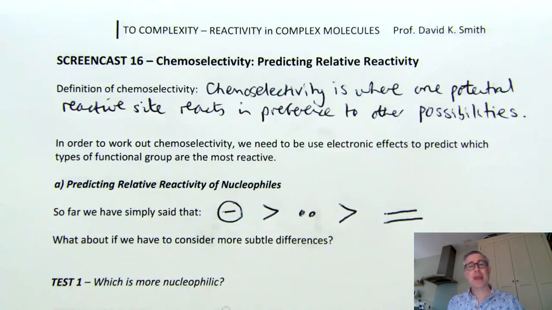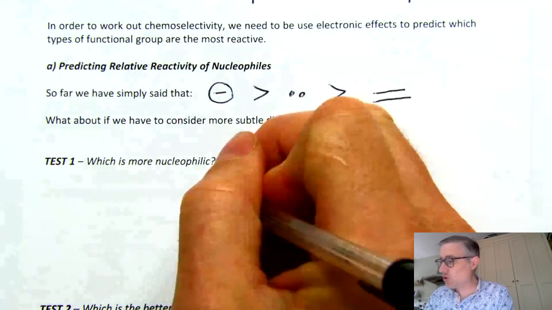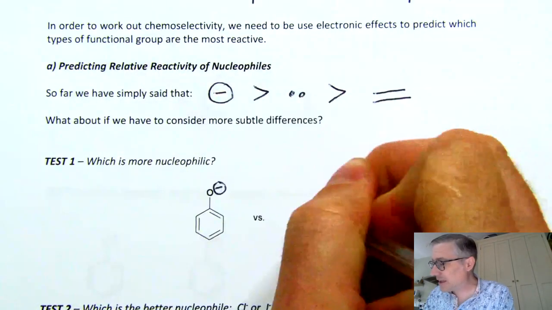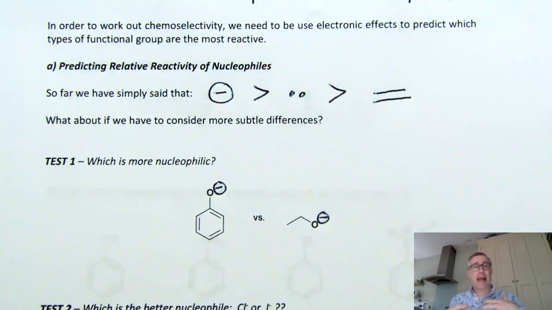What about if we have to consider more subtle differences between reactive groups? And we're going to do this as a series of tests to see if you can work them out. And then after each one, I'll walk you through the right answer. So the first question, we have two anions. They both have a negative charge. How would we know which was more reactive, which was more nucleophilic? Is it the one on the left or the one on the right? What do you think?